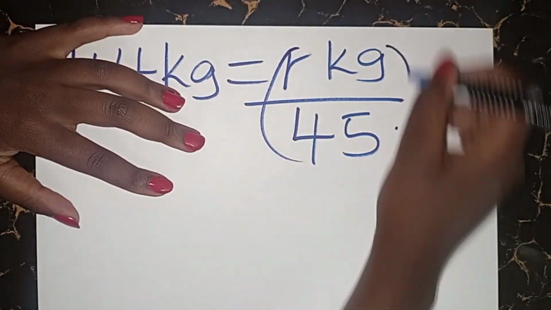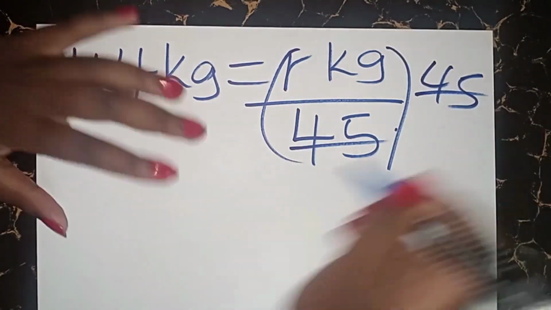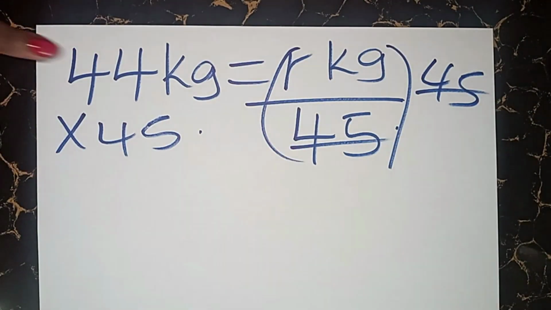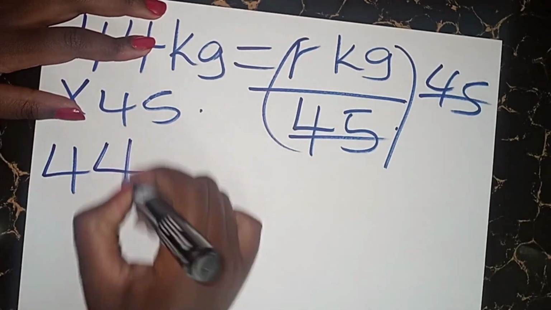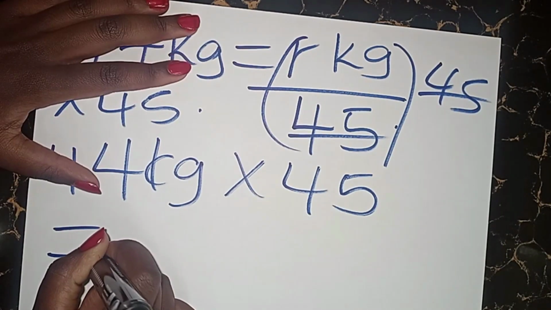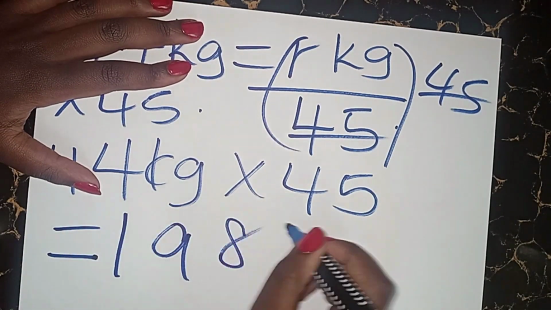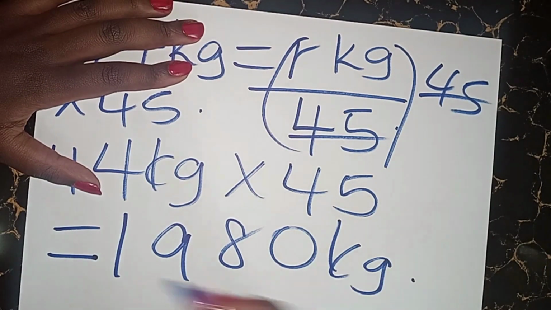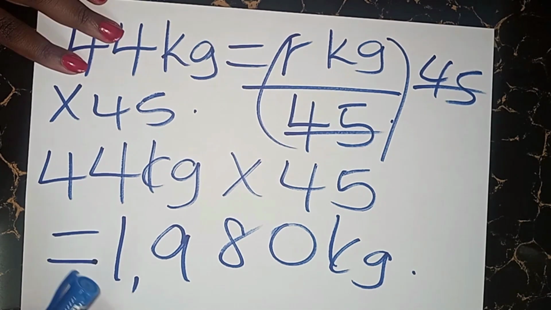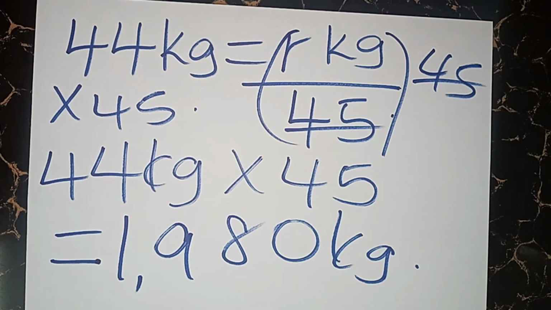So when we have this cancels out, this times 45, okay? So when you multiply 44 kgs times 45, when you multiply this, you'll get 1,980 kgs. Okay, and by the way, if multiplication is a challenge, I did a lesson on multiplication of whole numbers in one of the previous videos. So if it's a challenge, feel free to watch those videos.